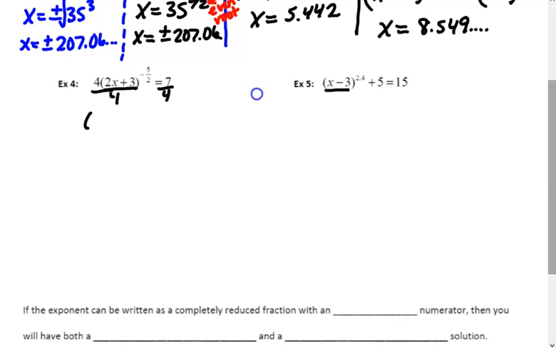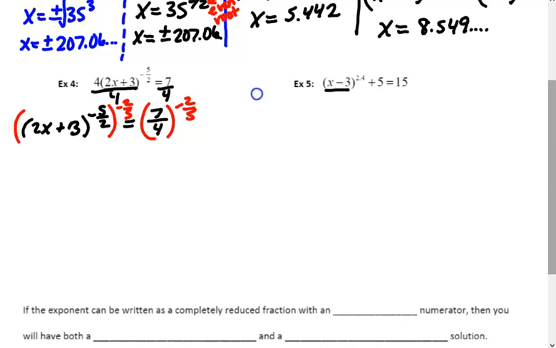And so I have 2x plus 3 to the negative 5/2 power is equal to 7/4. So to take that to a reciprocal power, I'm going to have to raise both sides to the negative 2/5 power. So we end up with 2x plus 3. Negative 5/2 times negative 2/5 is just positive 1. So 2x plus 3 is 7/4 to the negative 2/5 power.